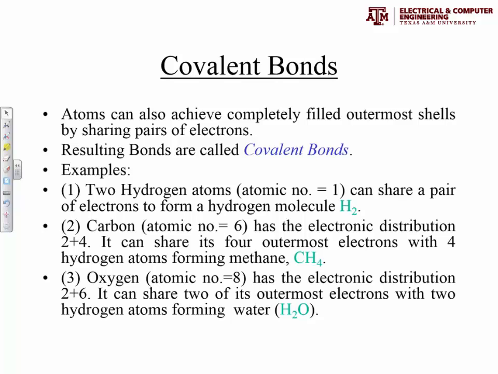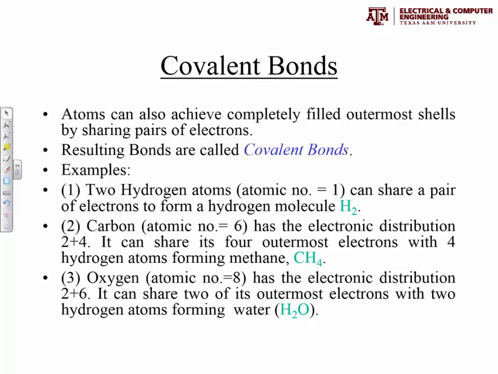That's H2, right? Similarly, carbon has an atomic number of 6. If you look at the electronic distribution of carbon, in the innermost shell you'll have 2 electrons, then in the next shell you'll have 4. But you need 8 electrons in this second shell in order to have a completely filled outermost shell. So this carbon atom, with these 4 electrons, could share each of these electrons with 1 hydrogen atom, forming this gas methane, CH4.